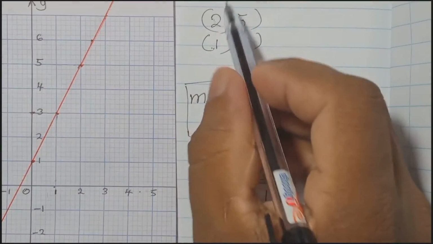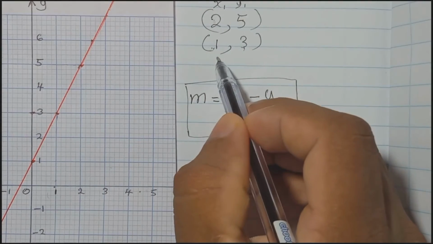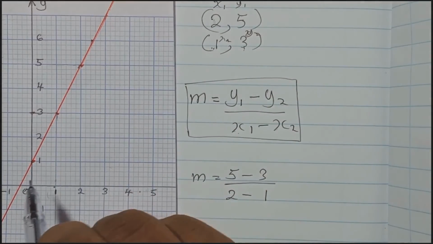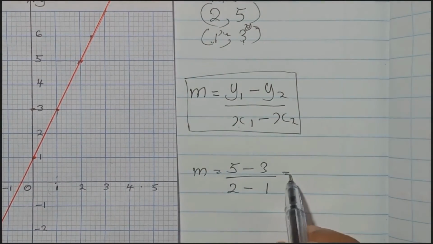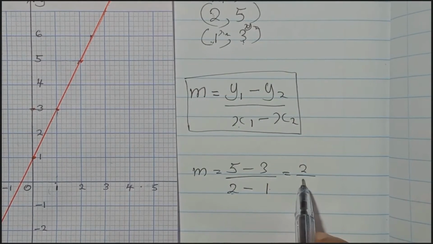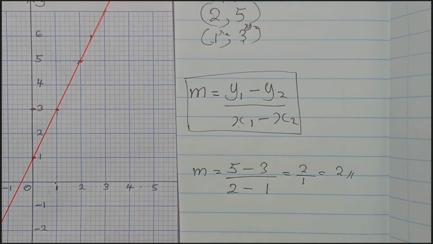Now here you need to think, this is x1, this is y1, this is x2, this is y2, like that, right? That's the idea. Then what is the answer here? 5 minus 3 means 2, 2 minus 1 means 1. So 2 divided by 1 is 2. So the gradient is 2, right? That's the idea. This way you can find the gradient.